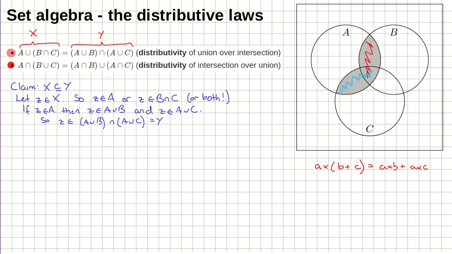So what was the other possibility? Well, the possibility I haven't covered yet is what if Z is in B intersect C? So if Z is in B intersect C, well, this time Z is in A union B because it's in B. If it's in B intersect C, then it's in B. And if it's in B, then it's in B union anything. So it's certainly in A union B.